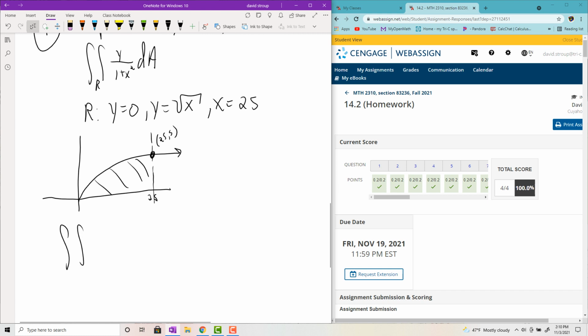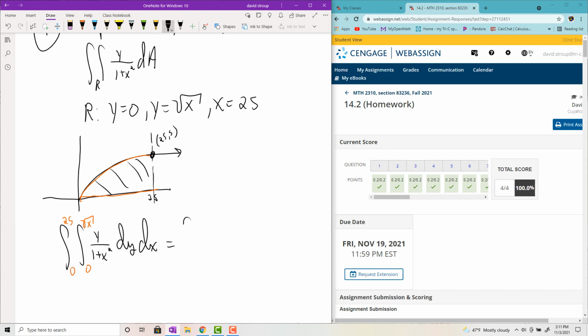So double integral. I guess we'll do y all over 1 plus x squared. Let's do dy dx first. So dy, y equals 0 to y equals square root x. Okay. So 0 to square root x, and then on the x-axis we're going from 0 to 25, right?